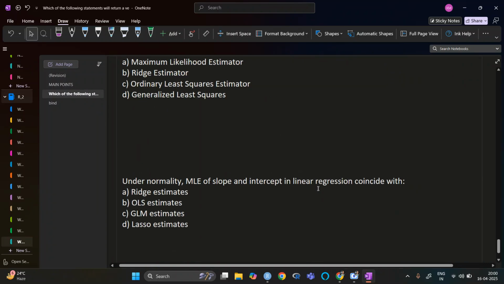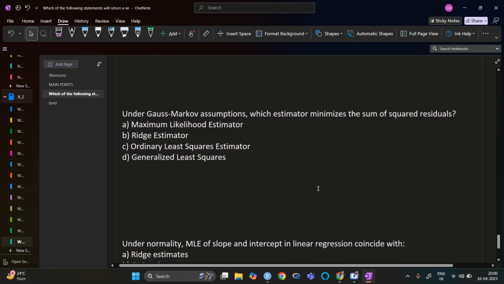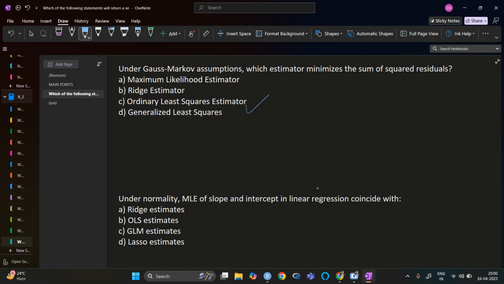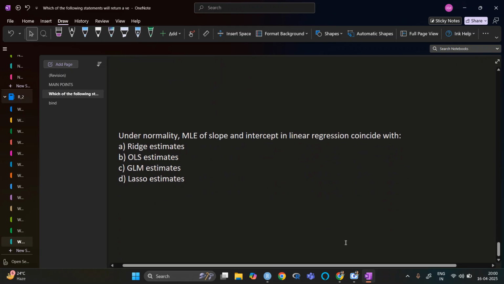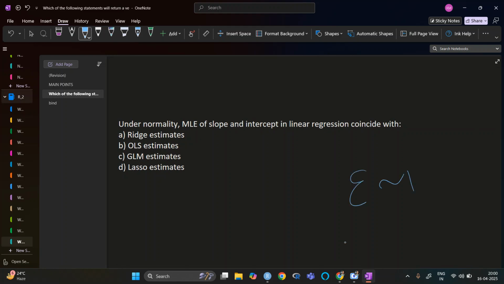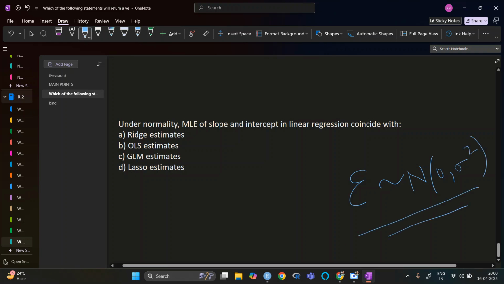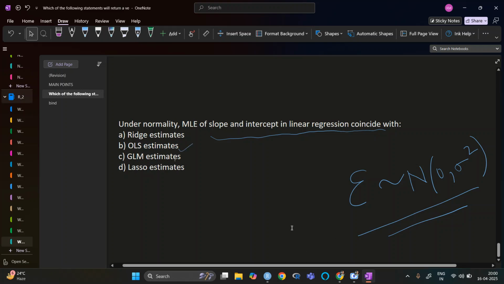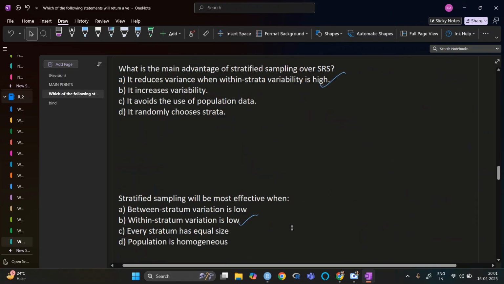Okay, so these are just two, three questions. So this one is the same, the Gauss Markov assumptions. We use this ordinary least squares estimator, and under the normality condition, basically normality means your epsilon is following normal 0, sigma square. So when this happens, the MLE of slope and intercept in linear regression coincides with the OLS estimates. So this was regarding today's class.